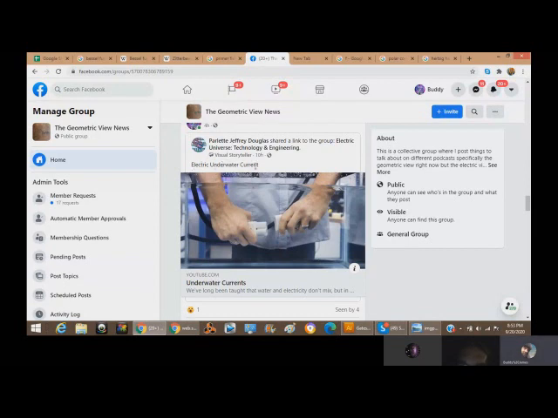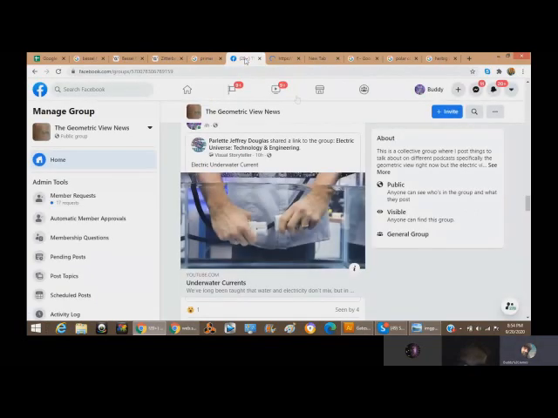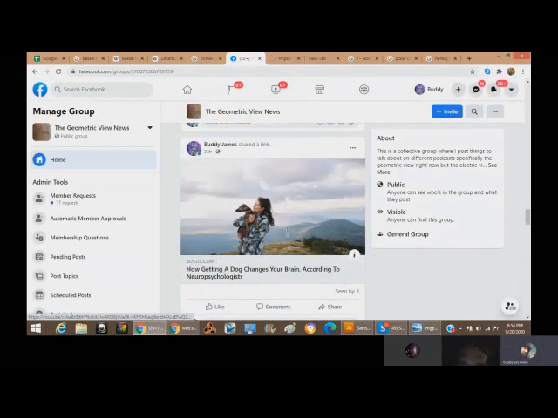Electric underwater current. That looks pretty cool. So while that loads, we'll continue down. How getting a dog changes your brain, according to neuropsychologists. Duh. I want to say, just the fact that my dog came up and licked my mouth just now, that's a duh. Whether it's a parasite going inside my brain and changing me, or a worm going into my belly, it's going to change me.